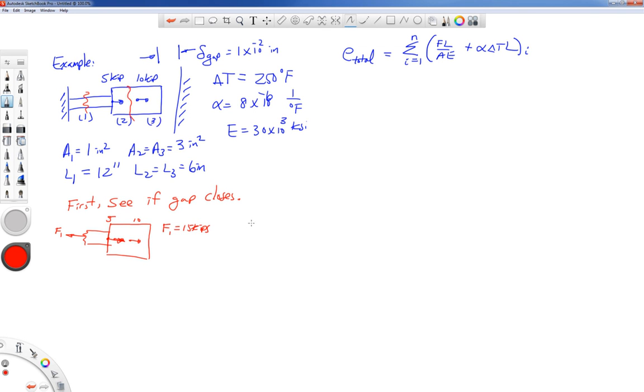Cutting inside section 2, drawing everything to the right of section 2, we're going to see that F2 is equal to 10 kips. And in section 3, if the gap does not close, there's no force over on the right side, so F3 would be equal to 0.